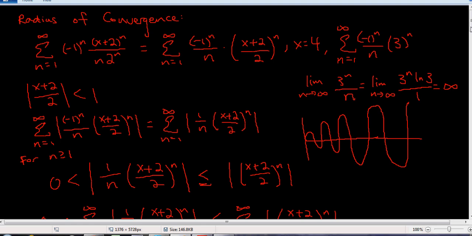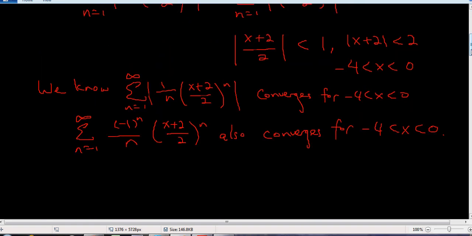Well, what if we take a look at the actual endpoints themselves? So this is where it gets kind of tricky. Often when you do these arguments, you can tell between what numbers it might converge, but you're not necessarily sure on the endpoints. And here, I'll show you why. So let's test x to be -4.